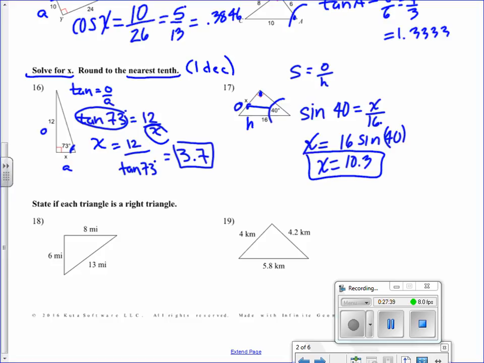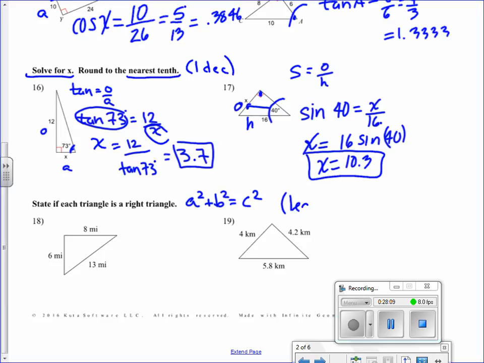We have two more problems. I'm going to record this review in parts, and the first sheet front and back will be part one. So we're almost at the end of part one. It says state if each triangle is a right triangle. If I know the lengths of the sides, I'm really testing to see if the values in the triangle meet this criteria, if they give you a true statement.